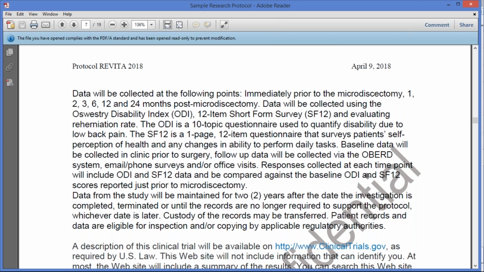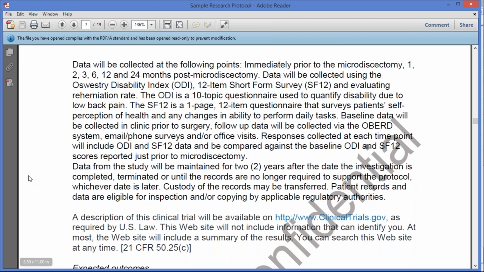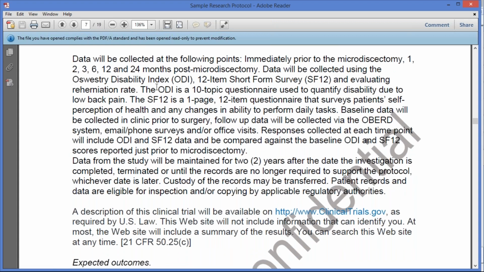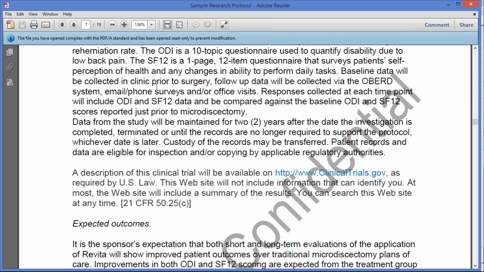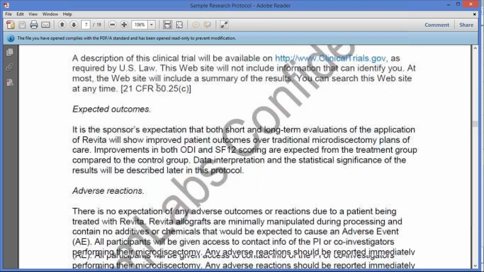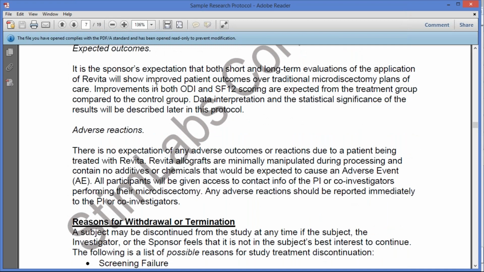Okay, so this is the data collection. Data will be collected at all these points, before the surgery and after surgery also. For 2 years, the follow-up data is collected. So what is the expected outcome from the study? The sponsor expects that short-term and long-term evaluations of the application of Revita will show improved patient outcomes. Improvements in both ODI and SF12 are expected from the treatment group compared to the control group.